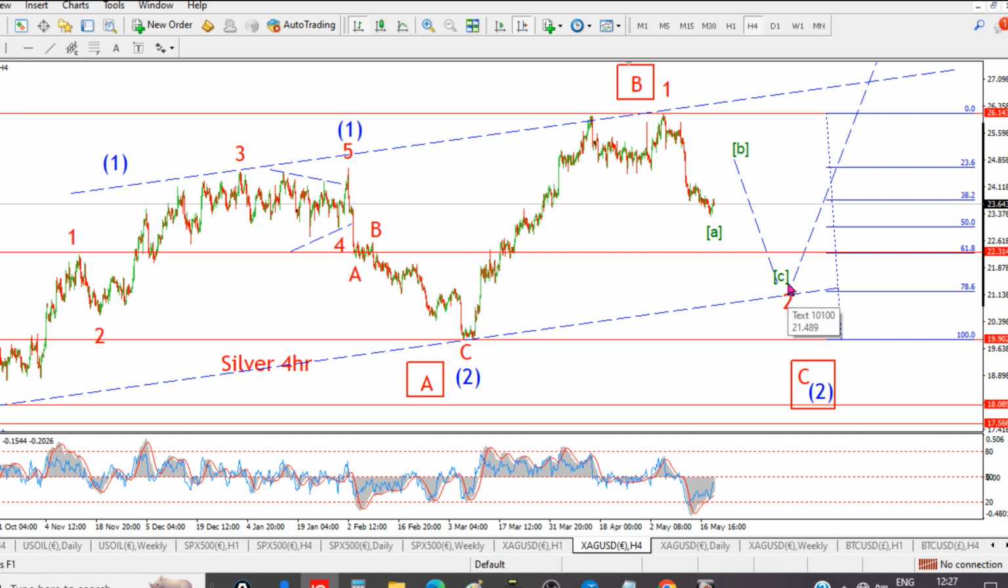So let's see. Oh, sorry, that was wave 2. Let's see how this tracks next week. If we start consolidating, moving higher correctively, that will suggest that wave B is underway.